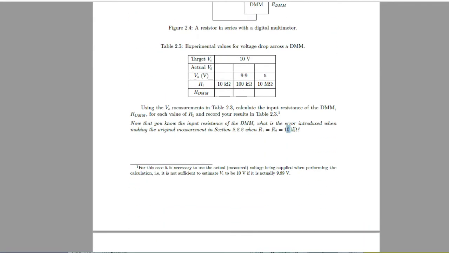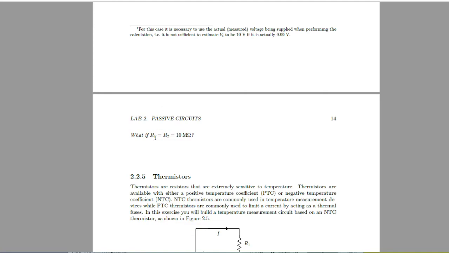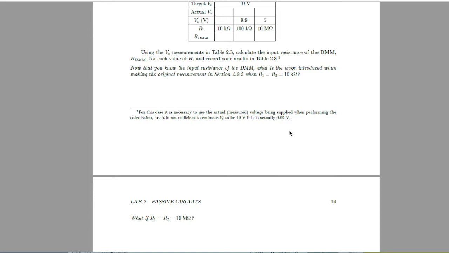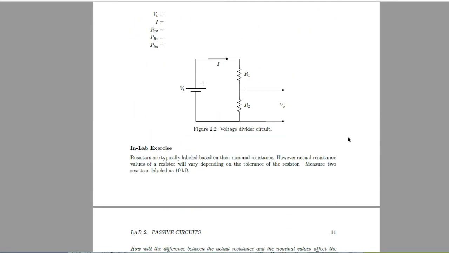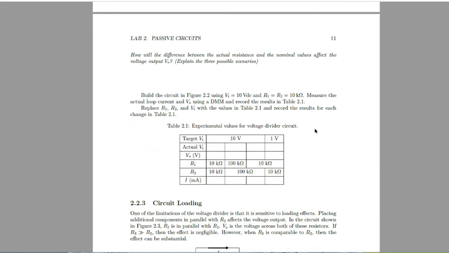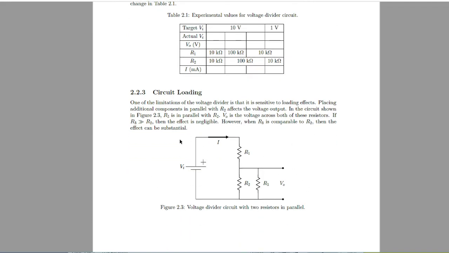So for two different cases, one where R1 and R2 are 10 kiloohms, or one where R1 and R2 are 10 megaohms, we want to know what the percent error is. So that's the expected voltage minus what you would actually measure, over the expected voltage. Again, your expected would be this circuit, and what you would actually measure would be this circuit, figure 2.3.